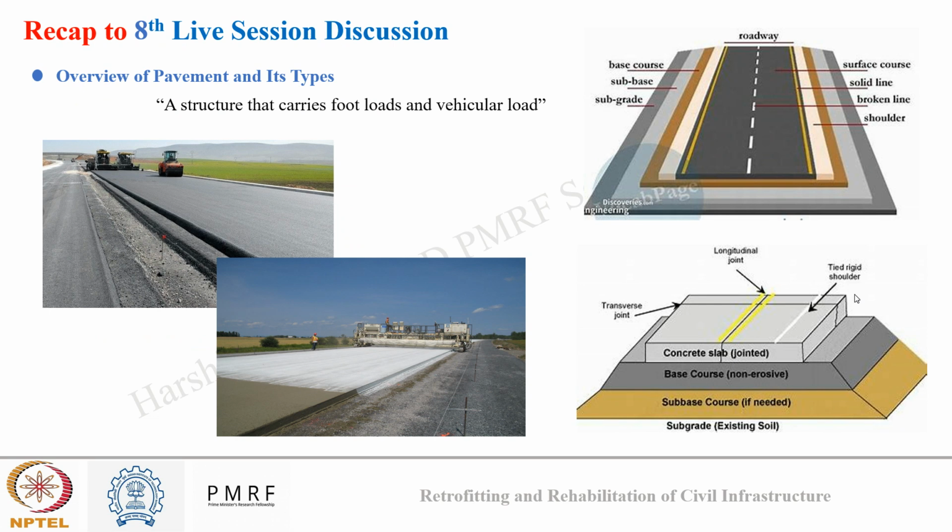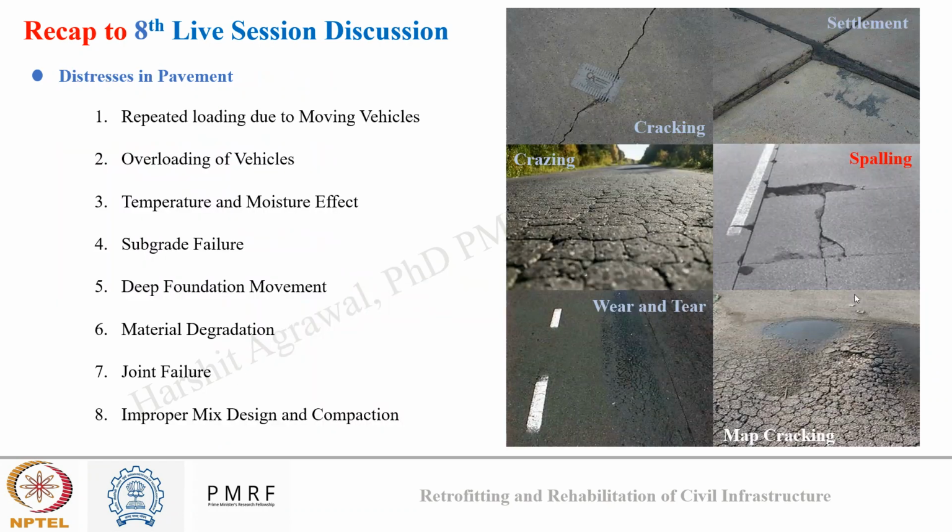There are several other differences also, like load distribution. In bituminous, it is a grain to grain transfer, while in concrete, it is through slab action. The number of layers also varies between the two pavements, which dictates their performance and failure, which can be seen in the images on your screen.